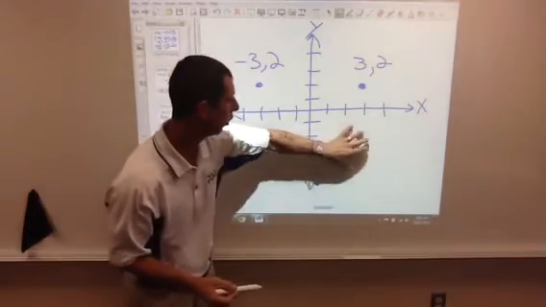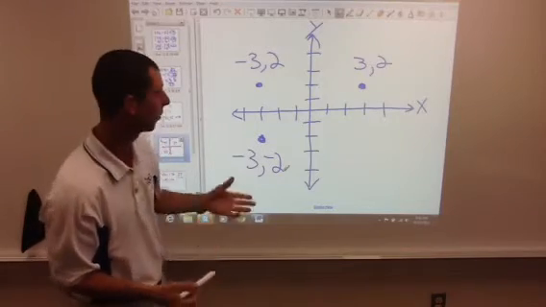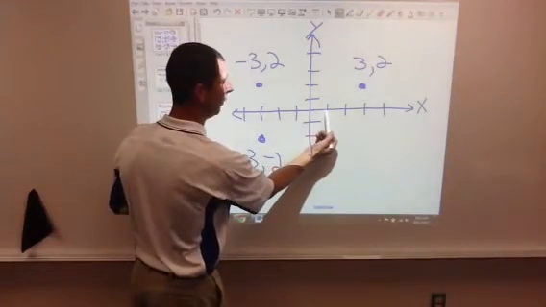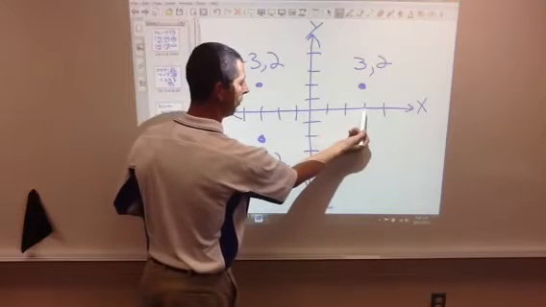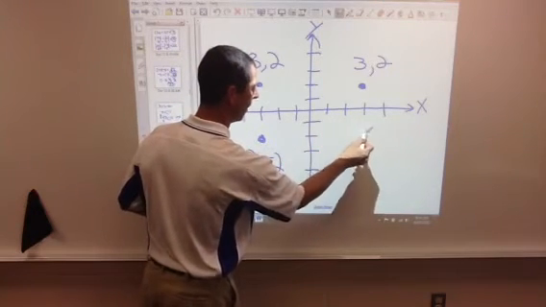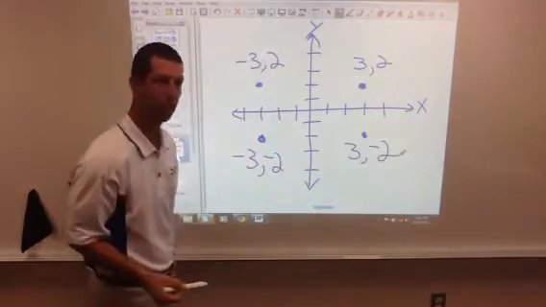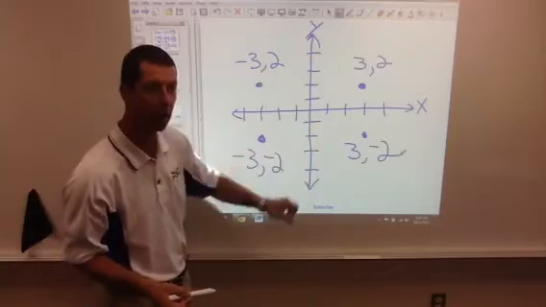Okay, and let's get a point over in this quadrant. Let's go 3, negative 2. We'll stick with this theme. Okay, so 3 for our first number, 1, 2, 3, and then negative 2 for our second number is going to place it right there. That is 3, negative 2. So that's graphing in all 4 quadrants.